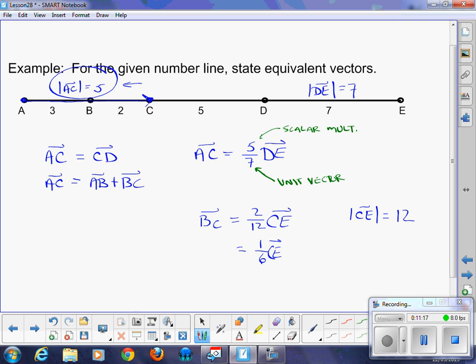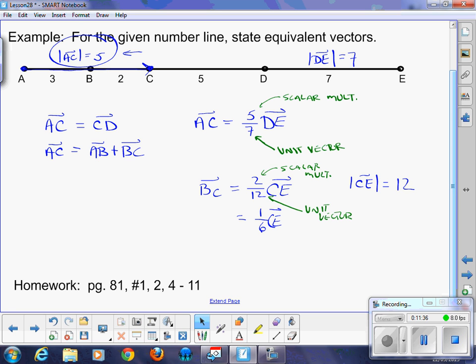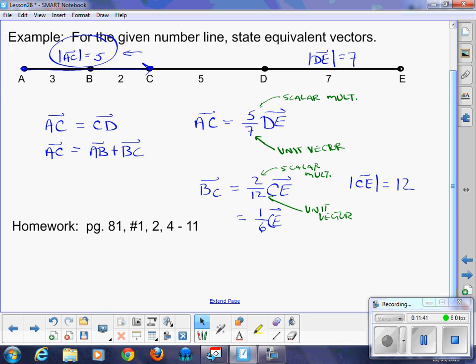To get this to work, you reduce it to a unit vector, and then you do your scalar multiplication. That's probably going to be the hardest question. It's the hardest question for physics. It's always difficult, and it's because you're bringing those fractions in. So if you follow that process of reducing it to a unit vector and then scaling it up, it helps you out. That's the homework from the workbook: 1, 2, and then 4 to 11. If you have any questions with those, let me know, and I will help you out as best I can.